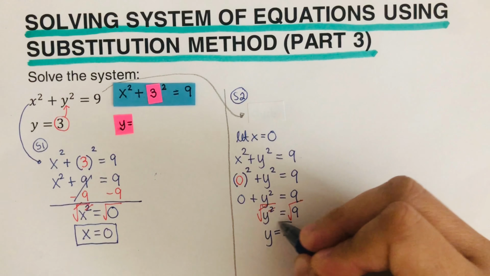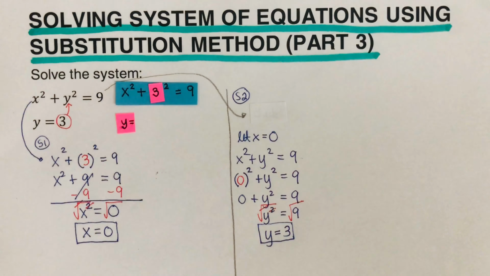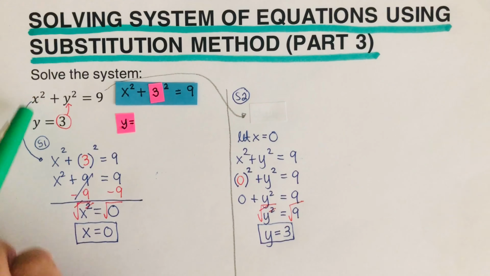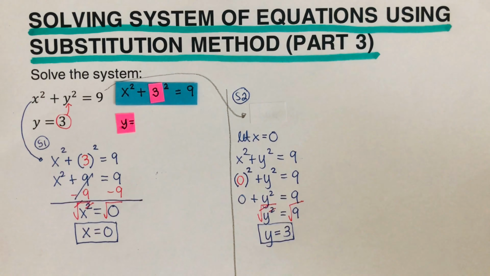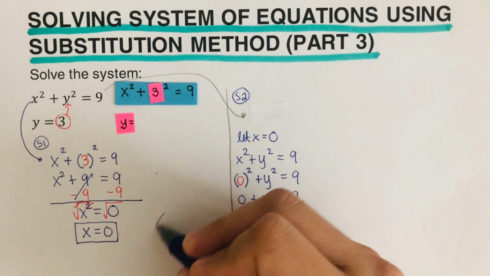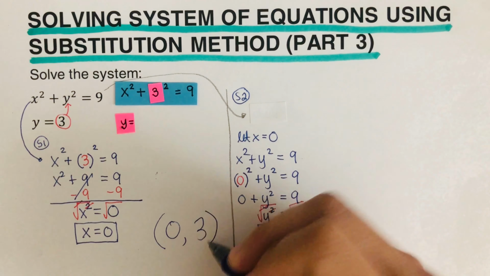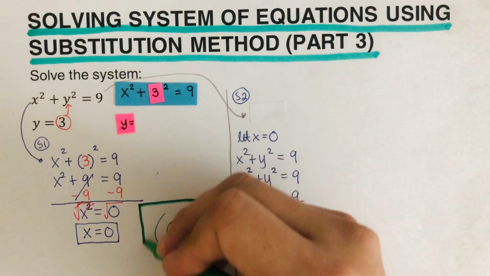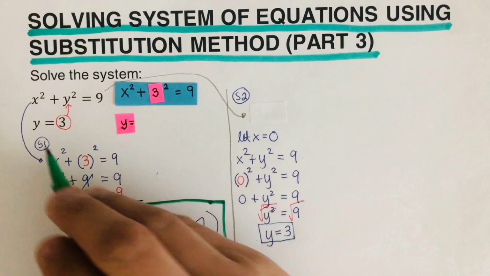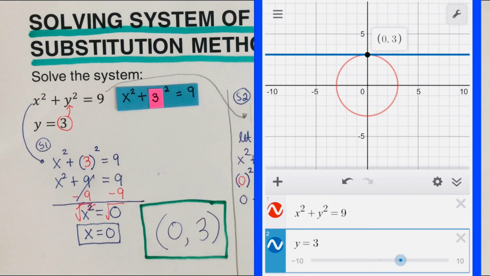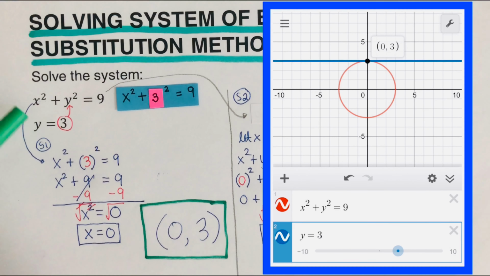The square root of 9 is 3. So the point of intersection between these two graphs is when x is 0, then y is 3. On the side, you will see the graph of these two equations, and it can be seen that the two graphs intersect at one point, which is 0 and 3, and that's the one we actually solved over here.